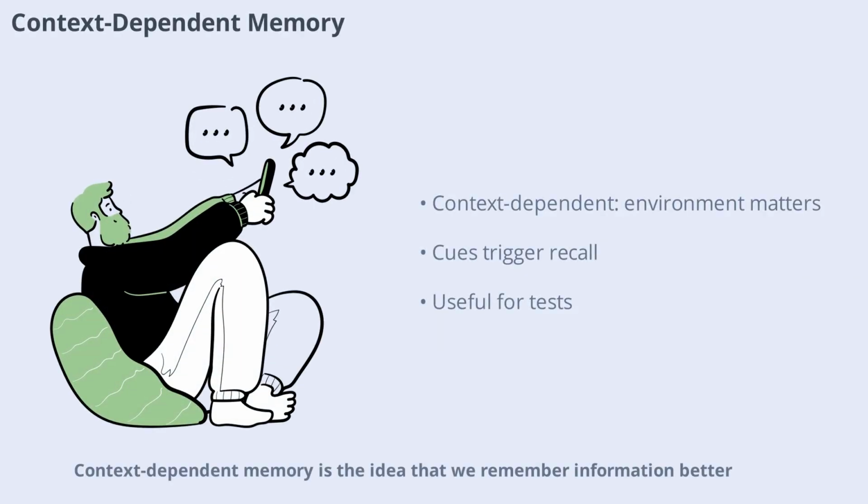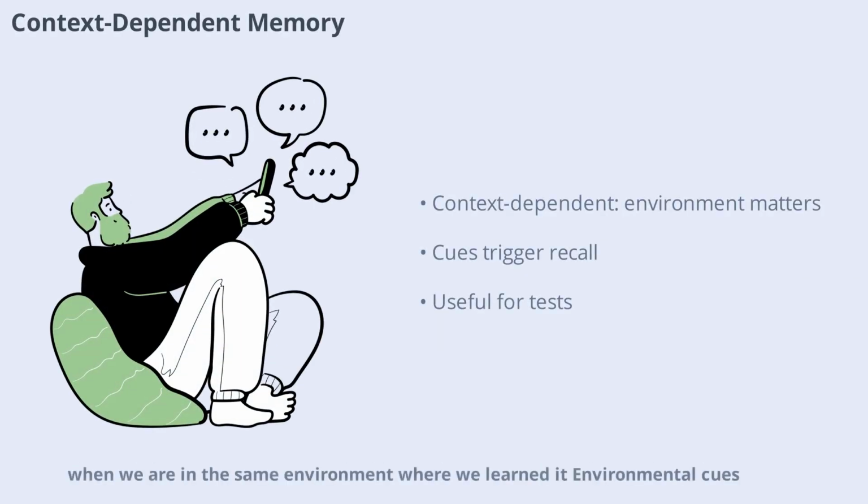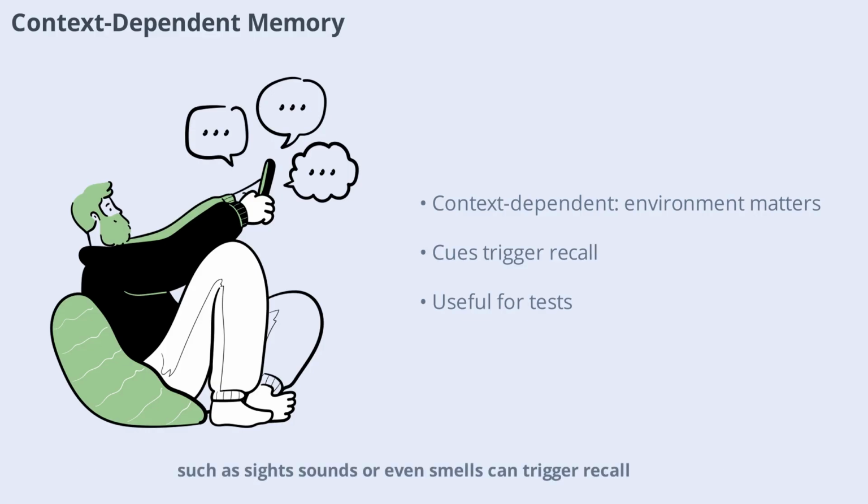Context-dependent memory is the idea that we remember information better when we are in the same environment where we learned it. Environmental cues, such as sights, sounds, or even smells, can trigger recall. This principle explains why students sometimes remember material better in the classroom than at home. Teachers can use context-dependent cues to help students retrieve information during tests and real-life situations.